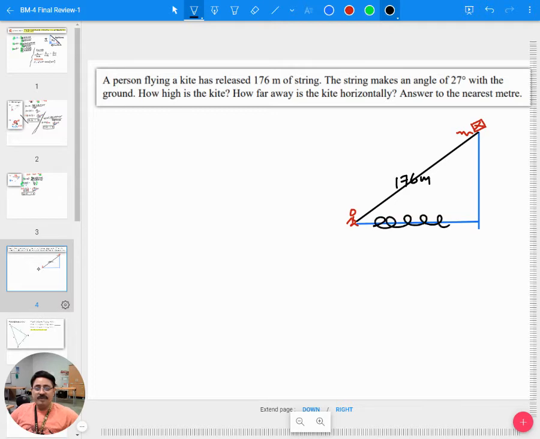The string makes an angle of 27 degrees with the ground. This is the ground, and the string is making an angle of 27 degrees. How high is the kite? That means the question is, what is the value of this one, right?